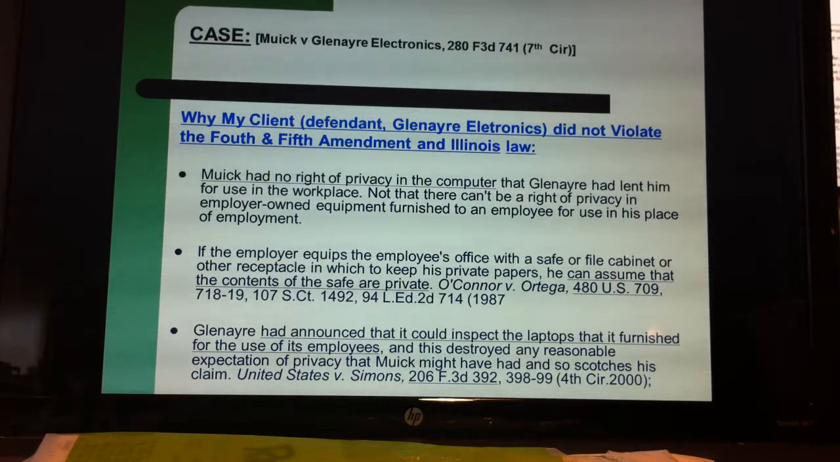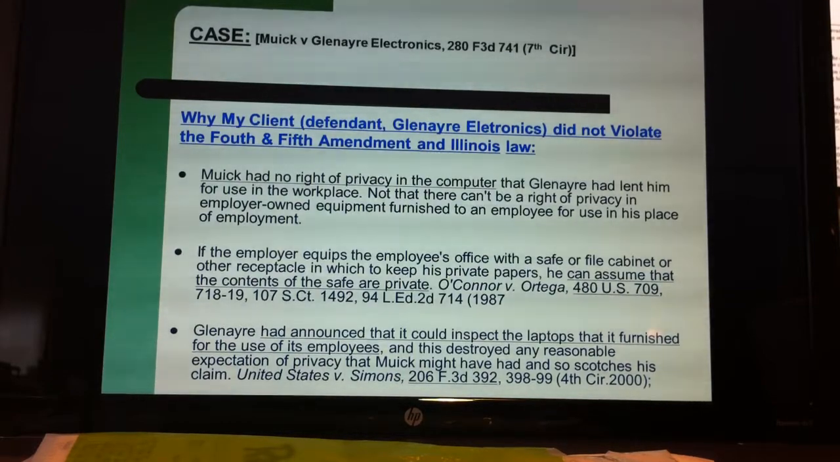Consider equipment furnished to an employee for use in his place of employment. If the employer equipped the employee's office with a safe or a file cabinet or other receptacle in which to keep his private papers, then he can assume that the contents of the safe are private. You can see O'Connor versus Ortega, 480 U.S. 709.